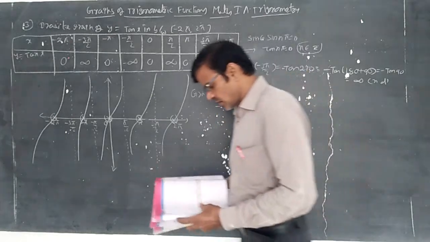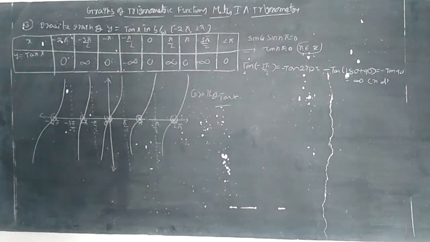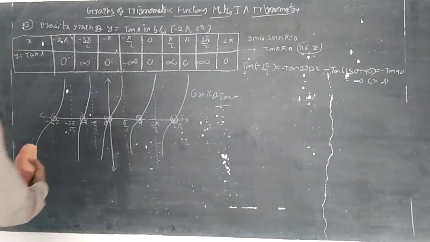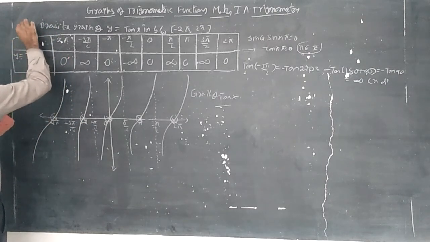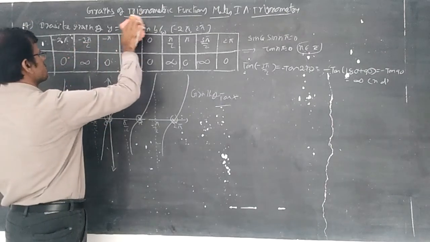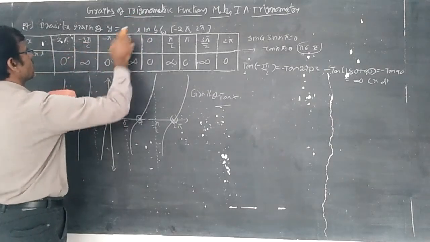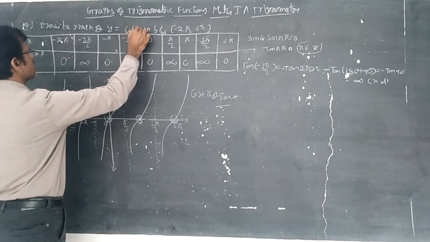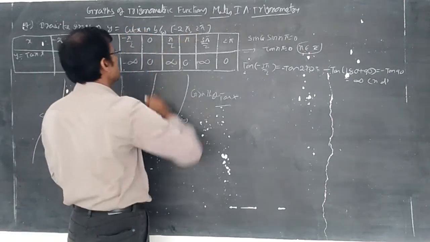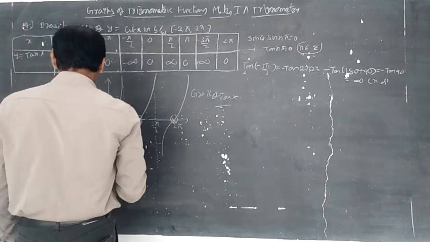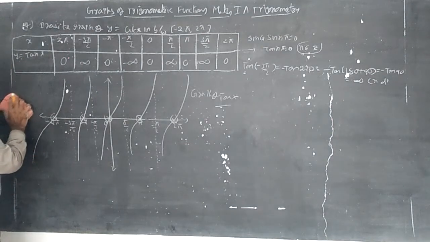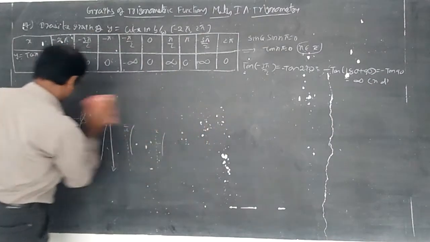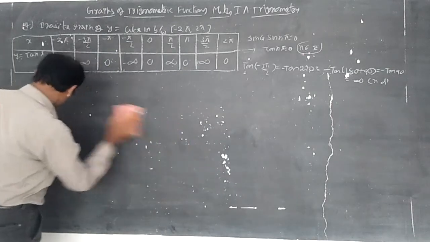This is the graph of tan x. Now let us draw the graph of cot x. Again, fourth question. Write the same question, same manner. Draw the graph of y is equal to cot x in between minus 2 pi, 2 pi. This is the graph of tan x. Depending upon the same values, we can construct another graph of cot x.